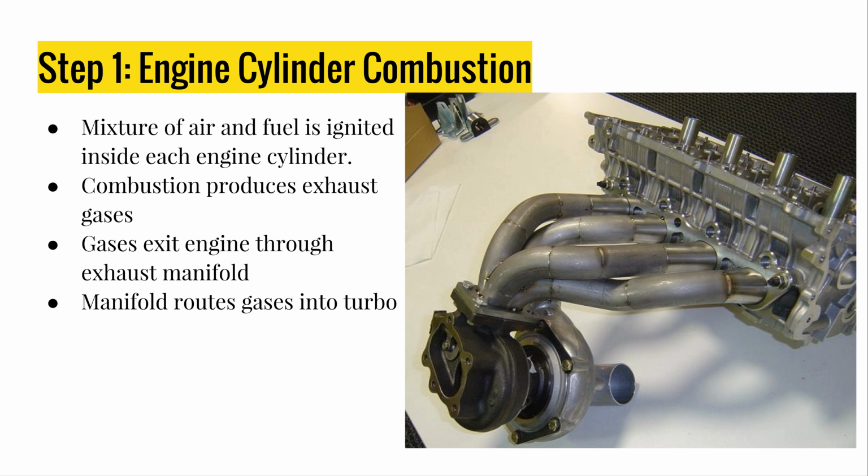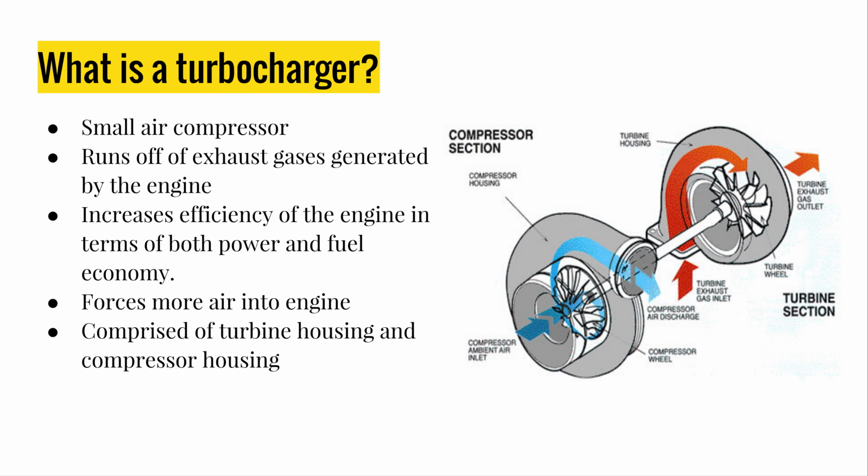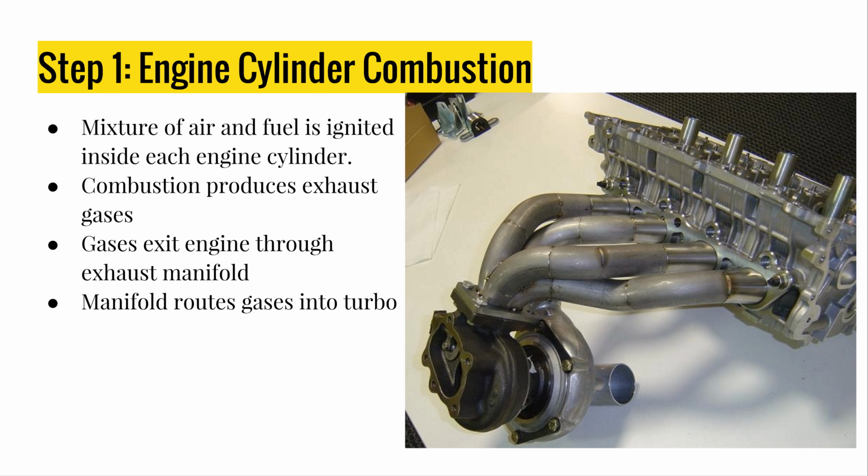The fumes exit the engine through the exhaust manifold. The manifold is a series of pipes that route the fumes from the engine directly into the turbine housing of the turbocharger. If we go back to slide 1, you can refer to the right side of this graphic as the turbine housing or turbine section. Now in this graphic, those four large pipes, that whole section right there, is your exhaust manifold.